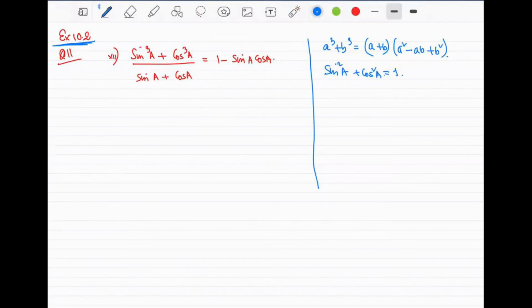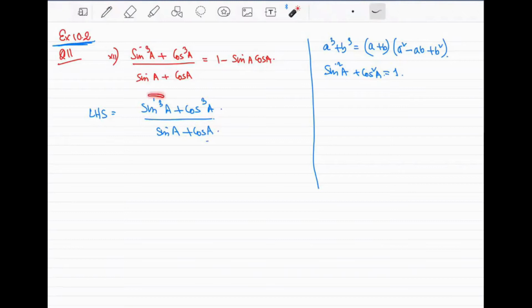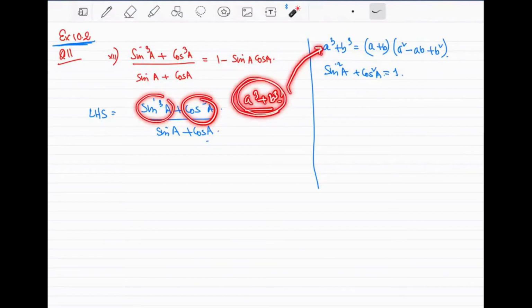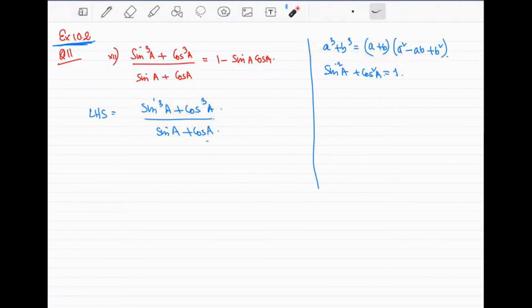Very simple one. Let's start from the left hand side. Left hand side is sine cube a plus cos cube a divided by sine a plus cos a. Look, the numerator, this is in the form of what? A cube plus b cube. That's why I'm writing the formula here. We want to express a cube plus b cube into (a plus b)(a square minus ab plus b square). What is a and b? Here, this is a cube, this is b cube. That means a will be treated as sine a, b will be treated as cos a.